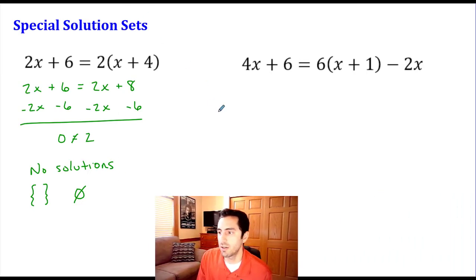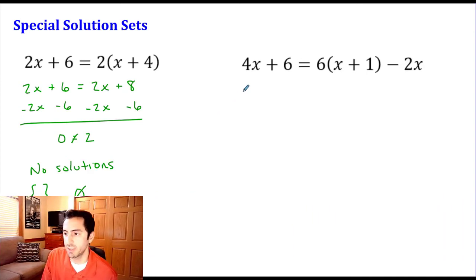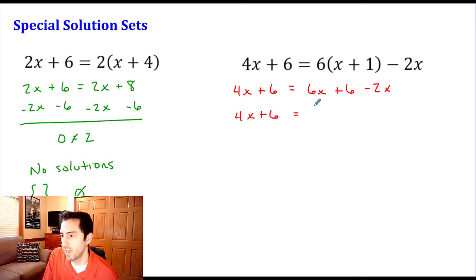Now let's take a look at our second example to see the other possibility. So again, let's just try and solve this as normal. So I'm going to simplify the right side, distribute the 6. So this is going to be 6x plus 6, and then I have a minus 2x. Combining like terms, we have 4x plus 6. And grouping up our variable terms, I'm going to subtract 4x from both sides. Maybe I'll subtract 6 right away.